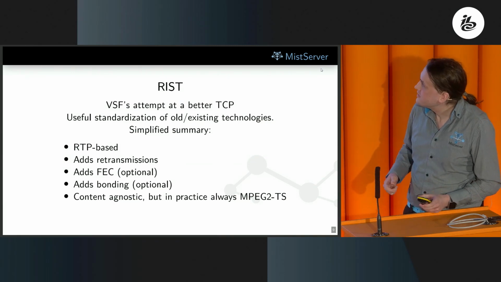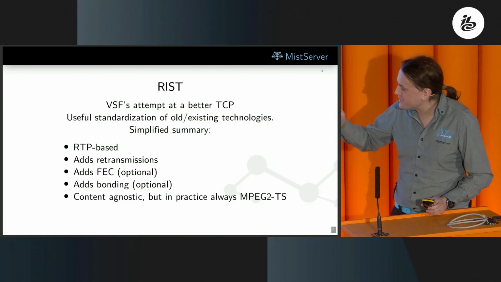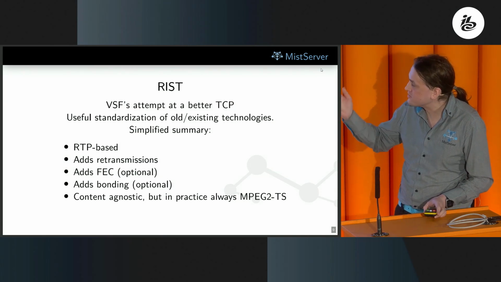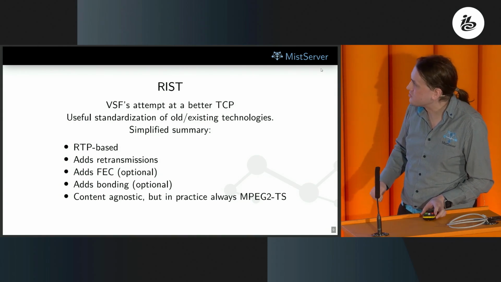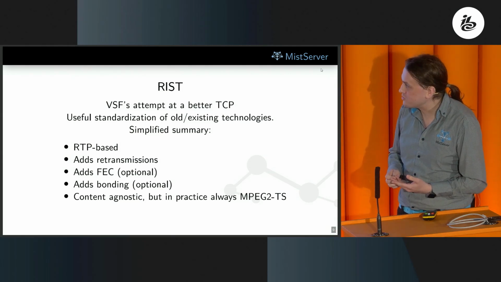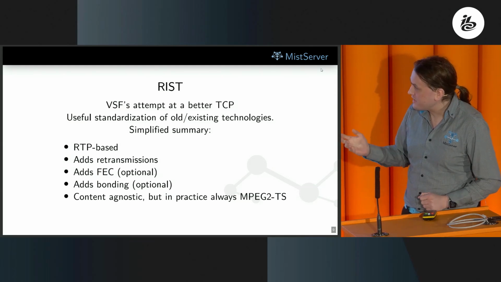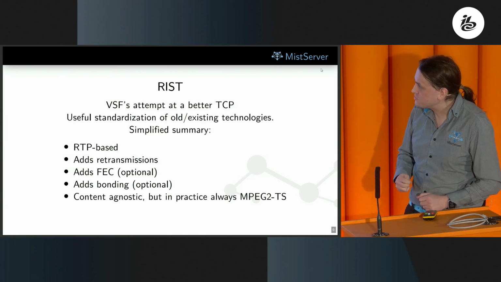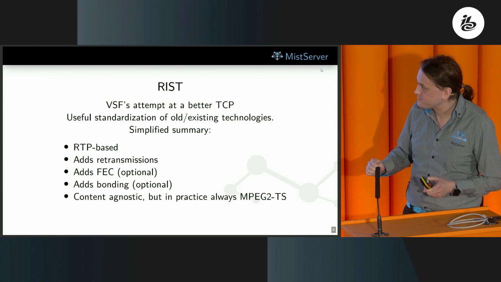What else do we have? So RIST is the attempt at a better TCP by the VSF organization, which is a group of multiple companies working together to standardize video-related standards. It's basically the same thing, a useful standardization of existing technologies. This one is not based on UDT, it's based on RTP. RTP is also known because WebRTC is based on RTP as well, specifically a secure variant. And the good old SIP standard, which is internet telephony, is also based on RTP. So it's kind of a good old reliable spec that has been in use for a long time.